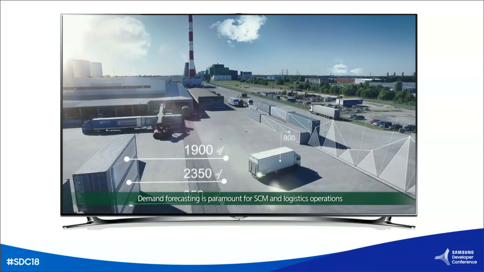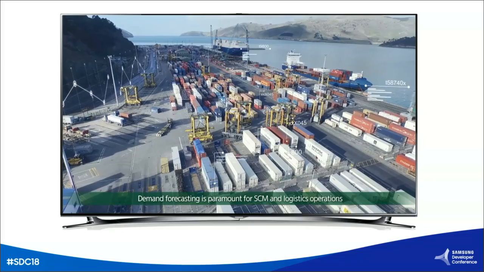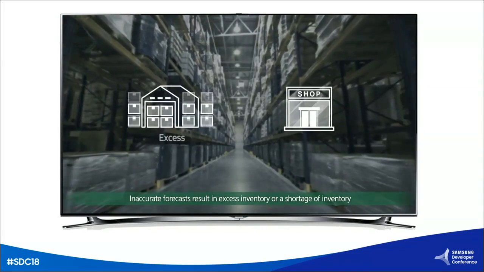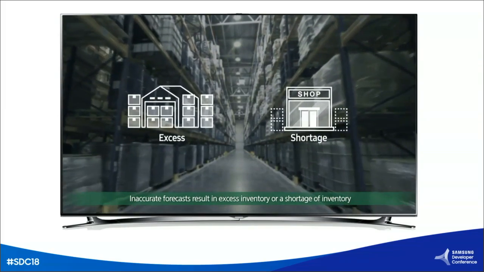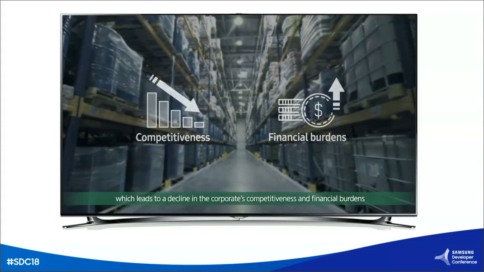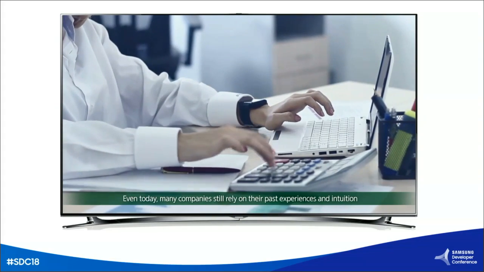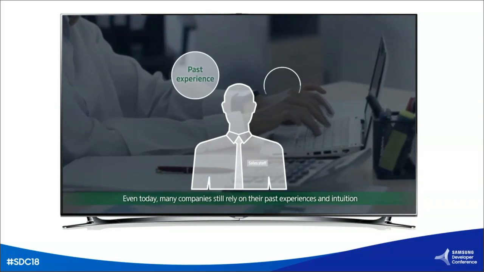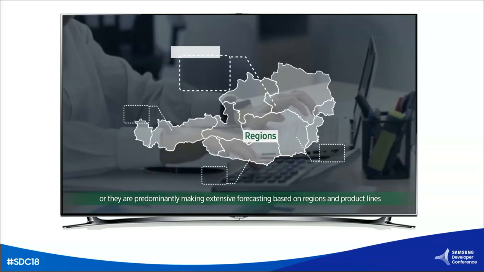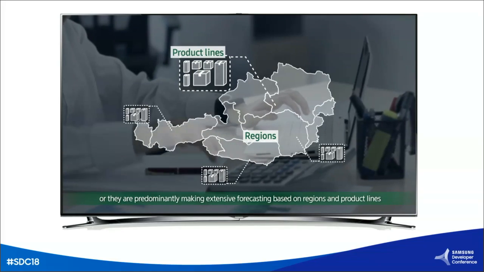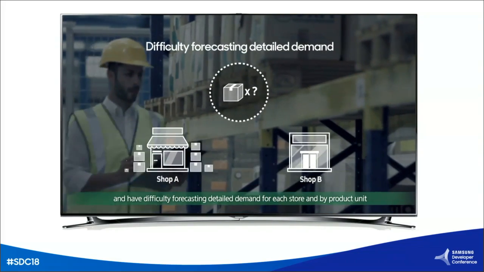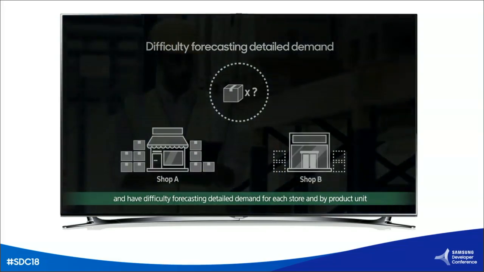Demand forecasting is paramount for SCM and logistics operations. Inaccurate forecasts result in excess inventory or a shortage of inventory, which leads to a decline in the corporate's competitiveness and financial burdens. Even today, many companies still rely on their past experiences and intuition, or they are predominantly making extensive forecasting based on regions and product lines, and have difficulty forecasting detailed demand for each store and by product unit.